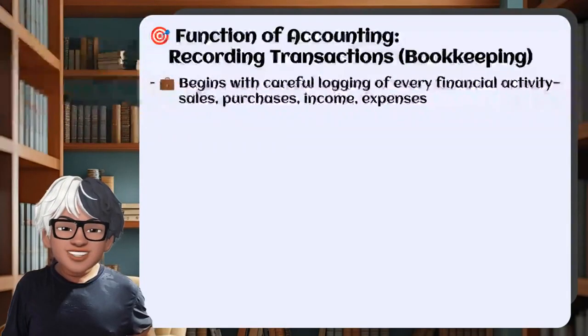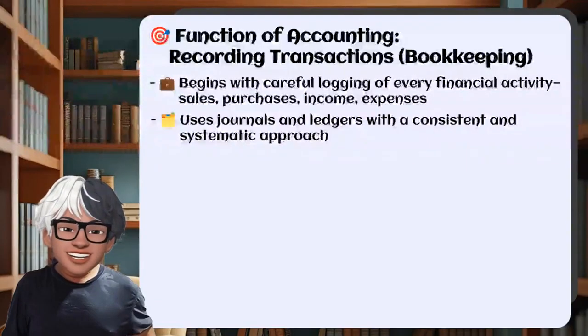Sales show income streams while purchases highlight resource usage. Both are vital to understanding profitability. Even casual expenses, when tracked consistently, help reveal spending patterns and budgeting needs. Recording every movement of money creates transparency and helps prevent financial discrepancies. This logging forms the raw material that all other accounting functions build upon.